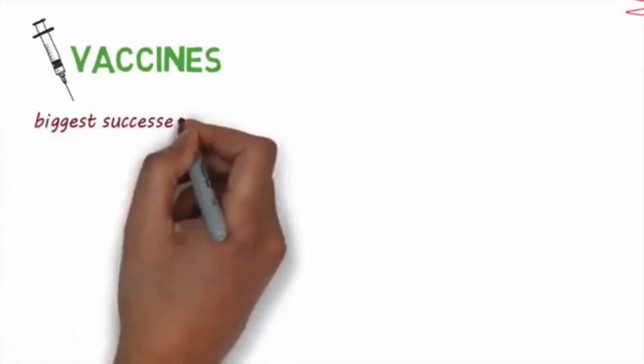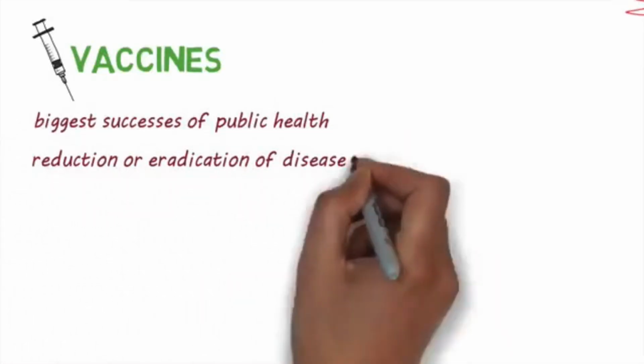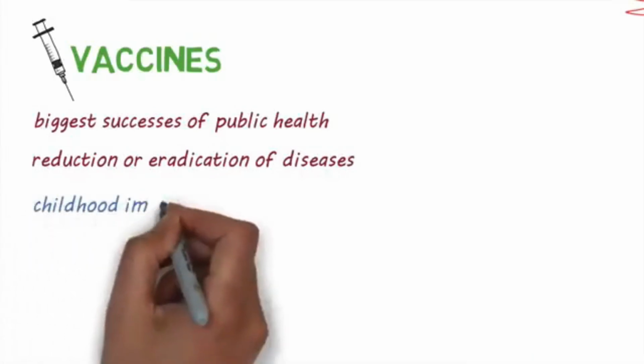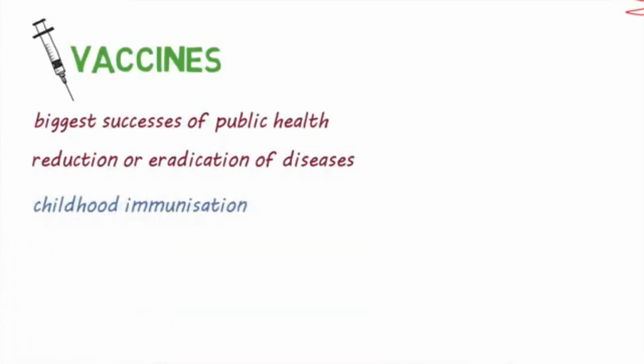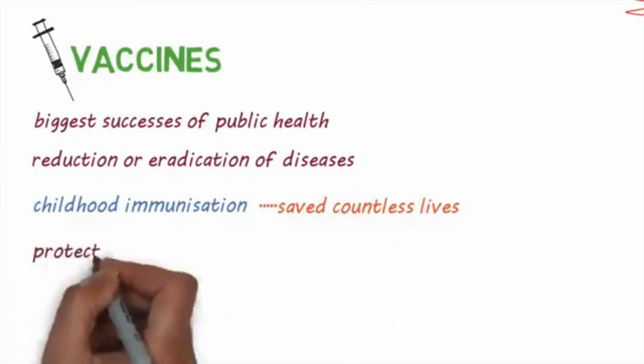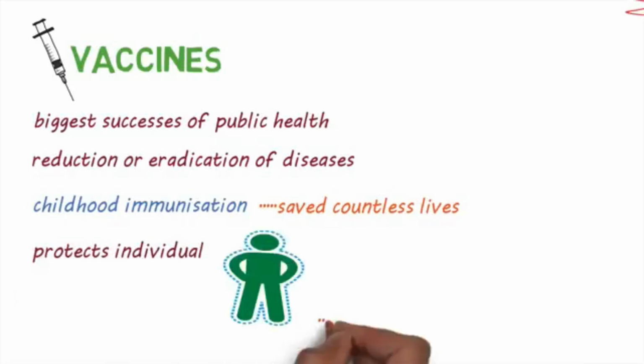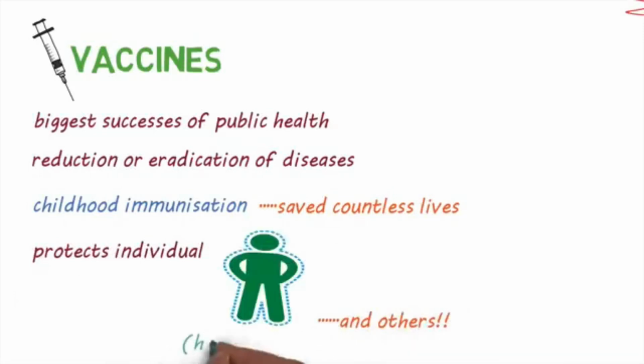Vaccines are one of the biggest successes of public health and have led to reductions and in some instances eradication of infectious diseases. Routine immunization of children has led to a dramatic decline in diseases like measles, diphtheria, and pertussis, saving countless lives. Vaccines not only protect the individuals, but by increasing the level of immunity in the community, also protect others. This is called herd immunity.